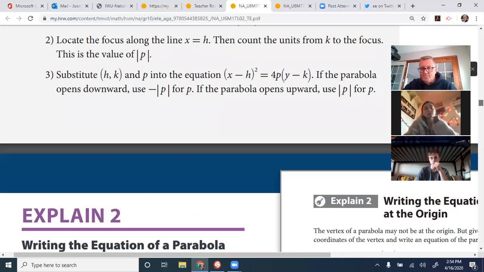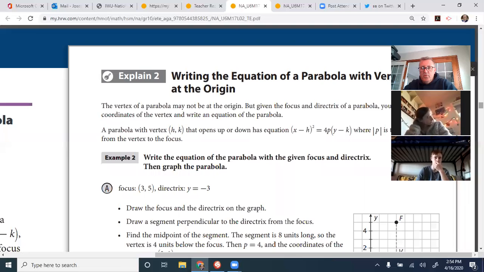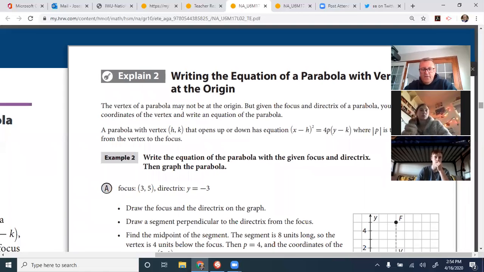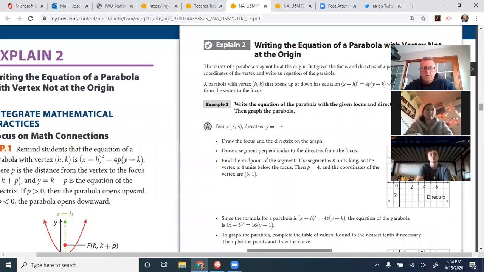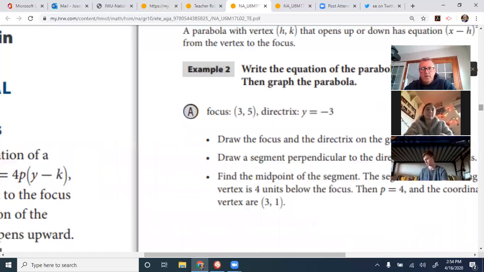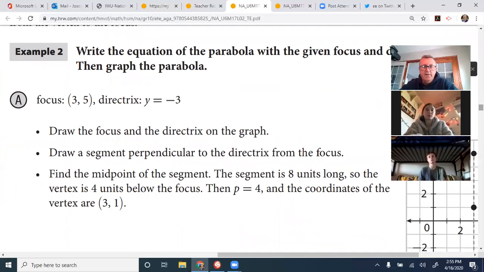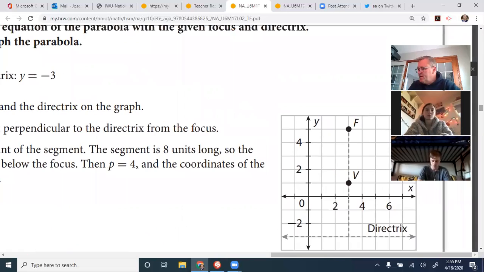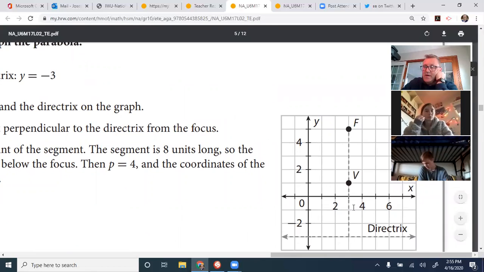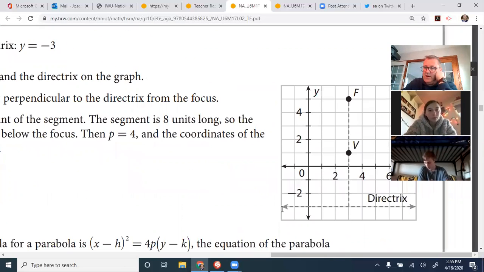Okay, so now what if we've got a little bit more work in here, and now the focus is 3, 5, and the directrix is y equals -3. All right, let's take a look. Over here, the focus is graphed as F. Can you guys see that right here? The focus is graphed as F. And then where's the directrix? -3, right? See, it's way down here.